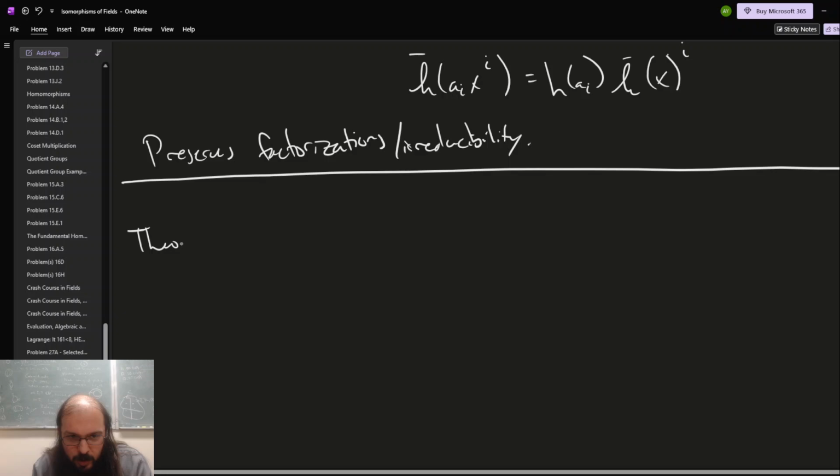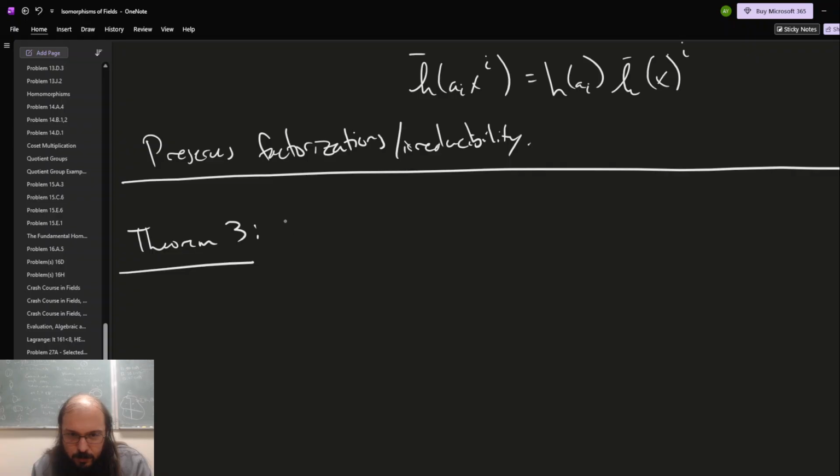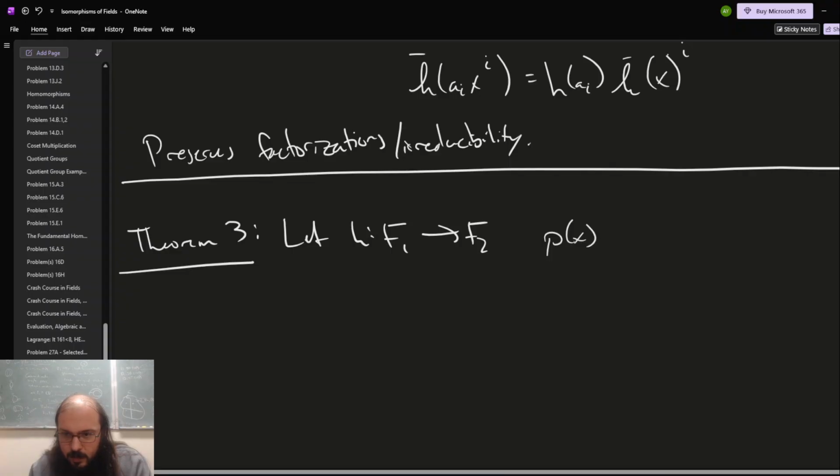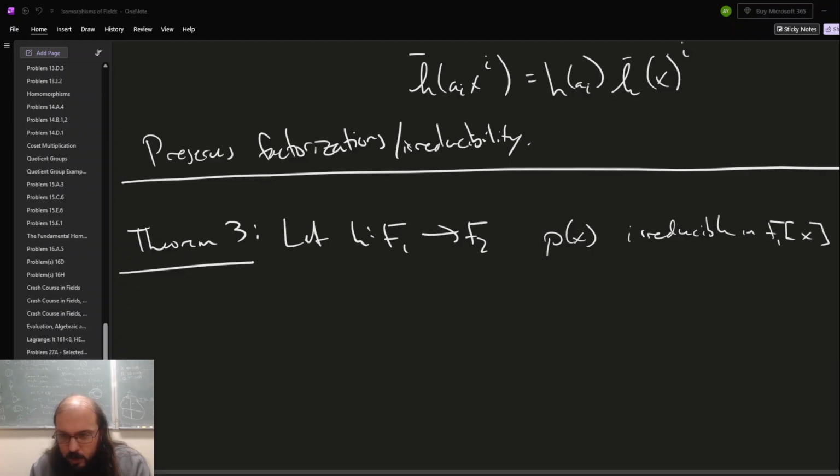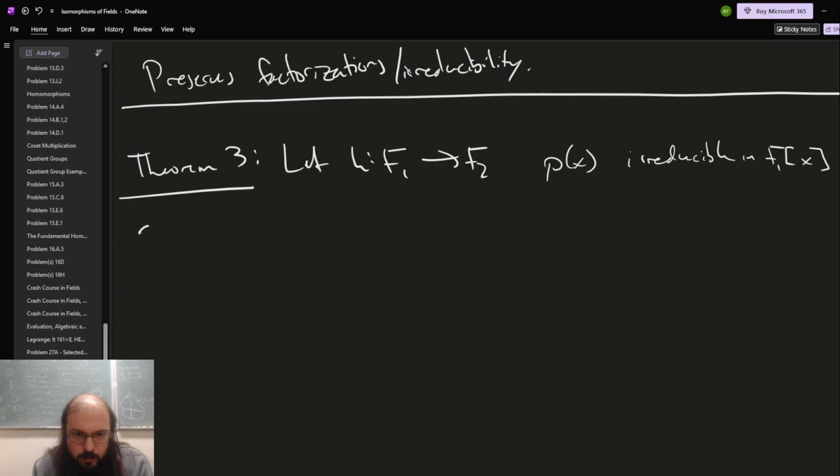This is theorem 3 in this section of Pinter. He tells us we have an isomorphism H from F1 to F2, and P of X irreducible in F1 adjoin X. We suppose that A is a root of P of X. So maybe I could just write P of A equals 0.